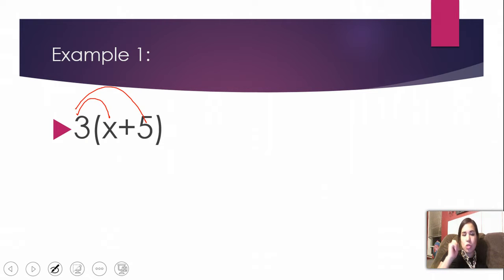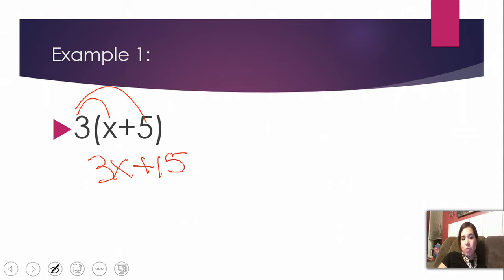So the first thing I'm going to do is 3 times x, and I'm just going to write that as 3x. And then I'm going to do 3 times 5, and that gives me positive 15. So I have 3x plus 15, and that's it for this example.